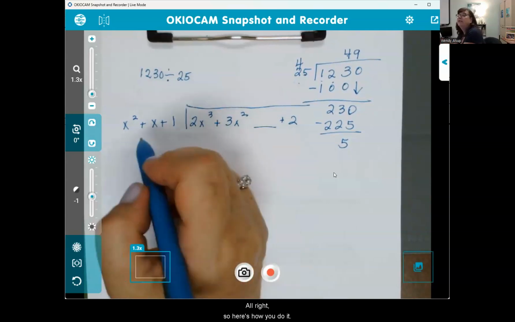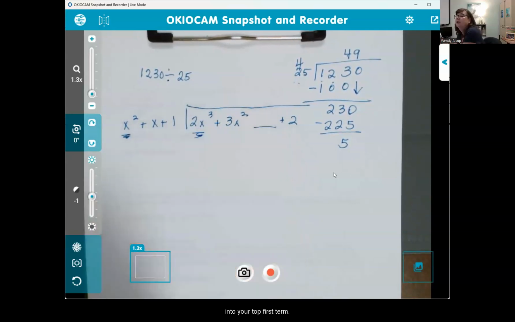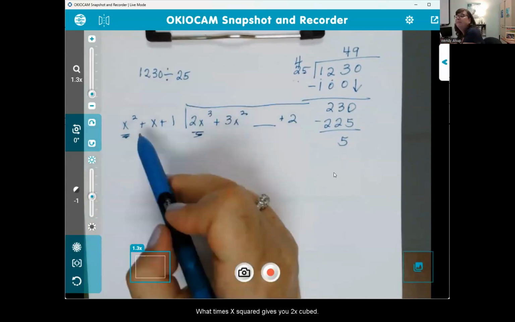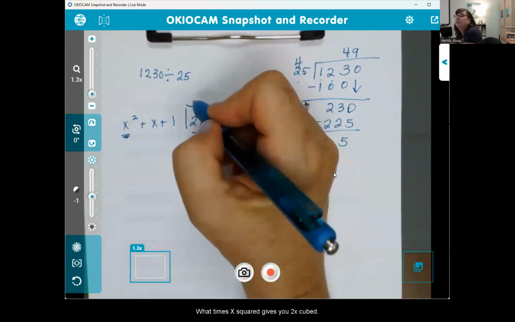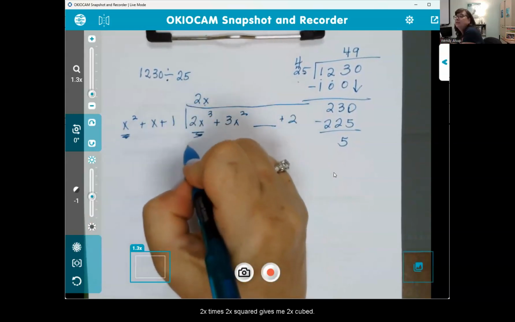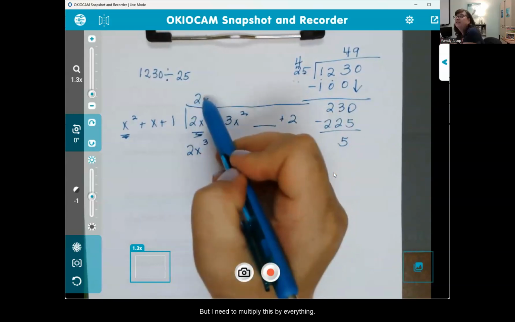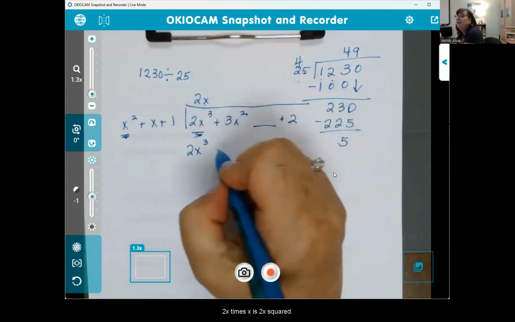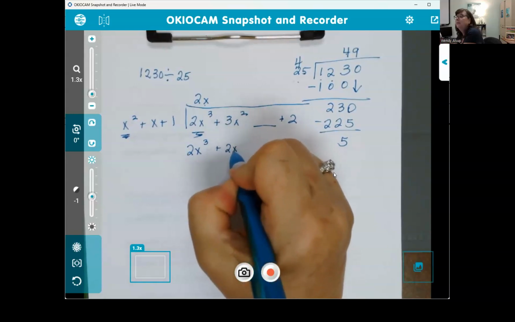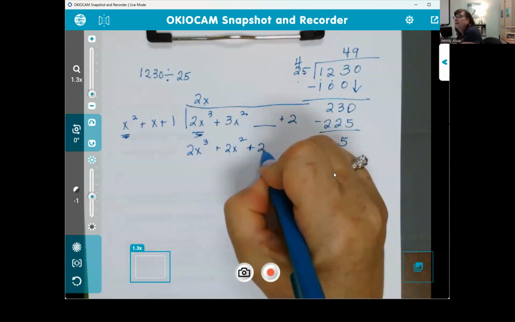All right, so here's how you do it. Take your top term, see how many times it'll go into your top first term. What times x squared gives you 2x cubed? That would be 2x. 2x times x squared gives me 2x cubed. But I need to multiply this by everything. 2x times x is 2x squared. 2x times 1 is 2x. All right.